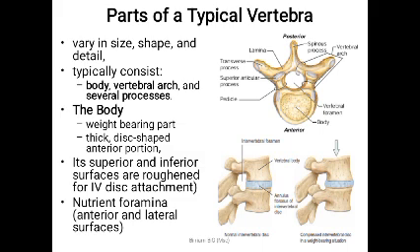Parts of a typical vertebra vary in size, shape, and detail. Typically they consist of a body, a vertebral arch, and several processes. The body is the weight-bearing part, a thick disc-shaped anterior portion. Its superior and inferior surfaces are roughened for intervertebral disc attachment. Nutrient foramina are on the anterior and lateral surfaces.